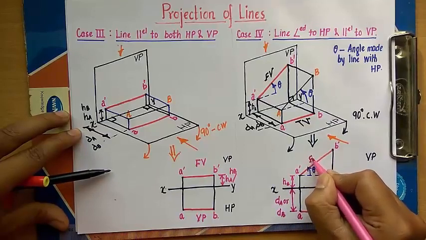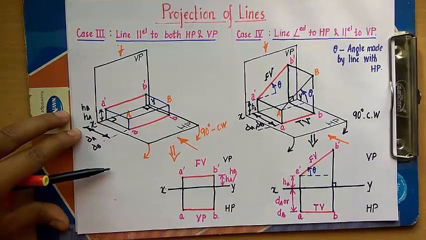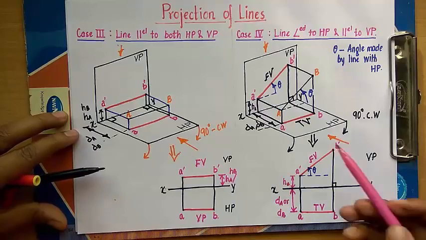So this is what you call the front view of the line, and this is what you call the top view. Now guys, remember, I'm going to draw a certain conclusion from this case: whenever a line is inclined to HP and parallel to VP, you have to start by drawing the front view first.